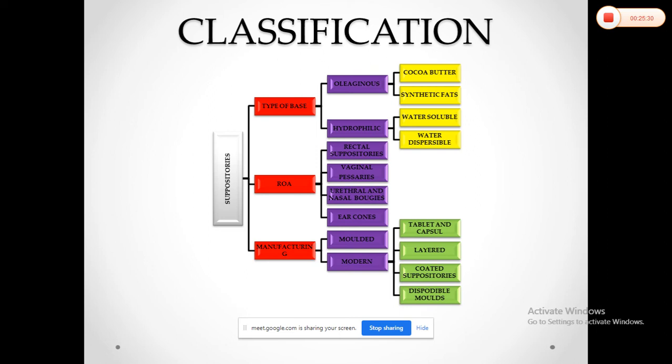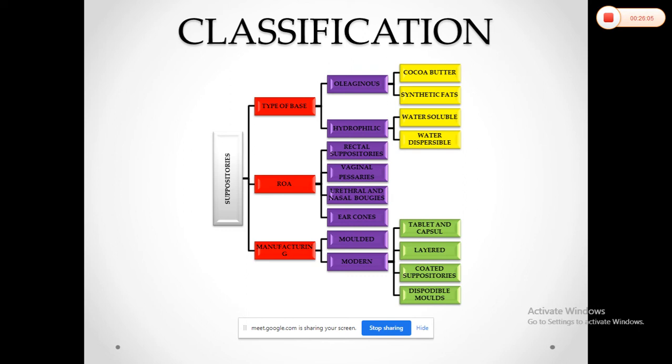But nasal bougies are sometimes used, though the main disadvantage of using nasal bougies is that they will ooze out from the nasal cavity when they melt at our body temperature. Obviously, if you have inserted the suppository into the nasal cavity and it melts at body temperature, it will ooze out from your nasal cavity. So most of the time, these urethral and nasal bougies are rarely used nowadays, but in special cases we can use them.